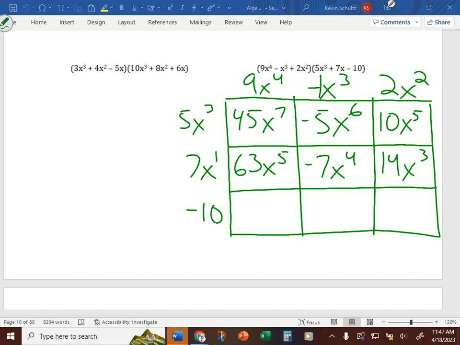Then the bottom row, that negative 10. Negative 10 times 9x to the 4th is negative 90x to the 4th. Exponent doesn't change here because there are no x's with the negative 10. It's just a constant. Negative 10 times negative 1x cubed is a positive 10x cubed. And negative 10 times 2x squared is a negative 20x squared.